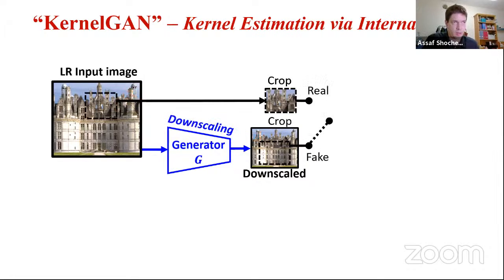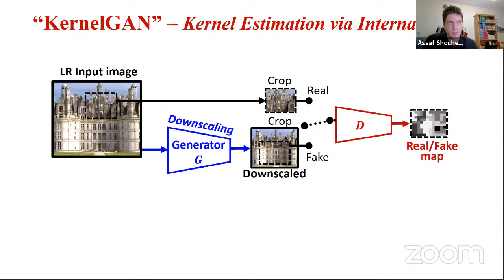image. So we're going to use again a discriminator, and again this is going to be a patch discriminator that produces a map. And for each patch this discriminator sees, it needs to decide whether this came from the original image or from the downscaled image. So the generator's job in this case is to downscale the image in such a way as to fool the discriminator to believe that the patches of the downscaled image are actually patches from the original image.